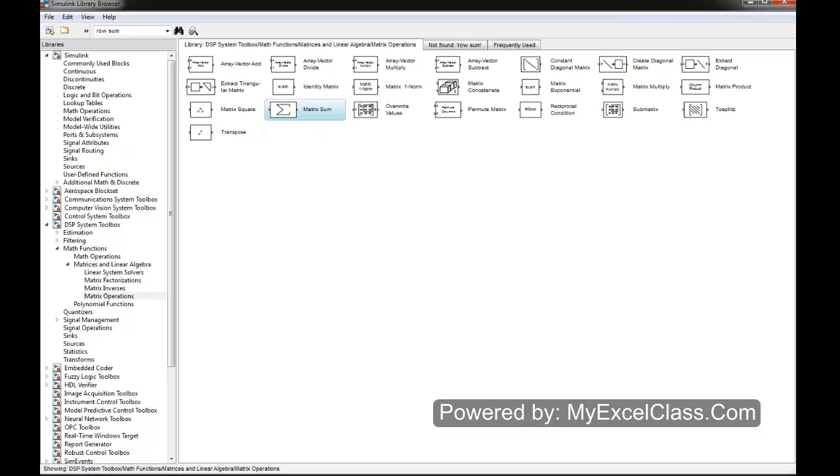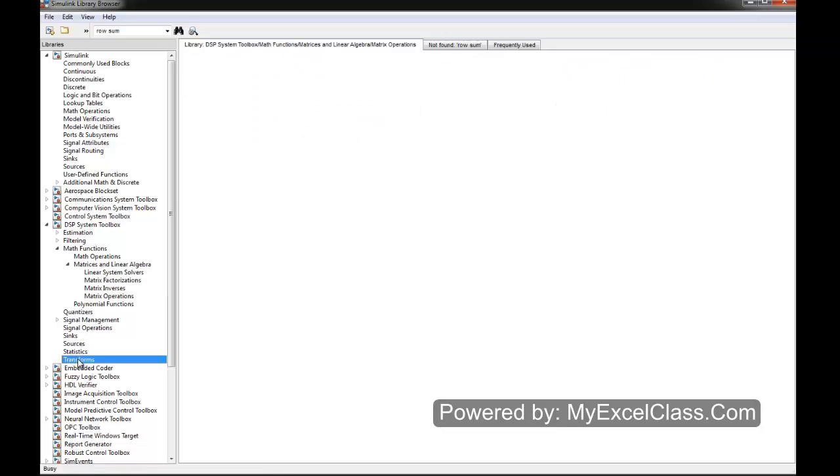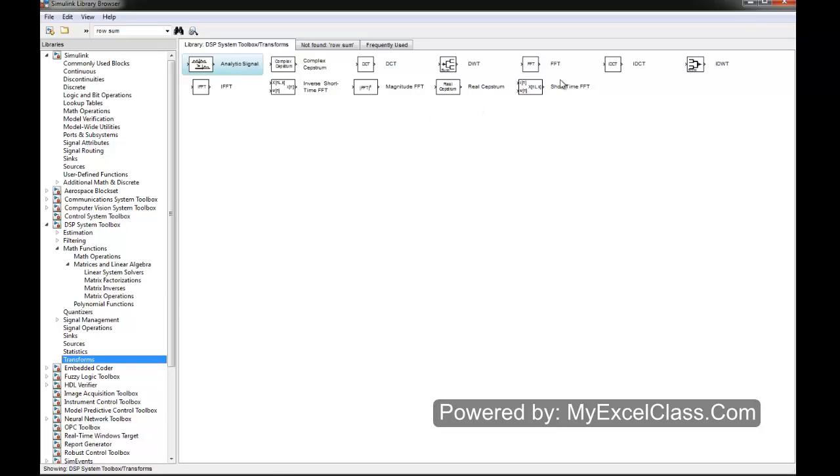And FFT, I need FFT, signal transforms. So signal transforms will be here, FFT. That's FFT, right? Yep. Add it to your plot.